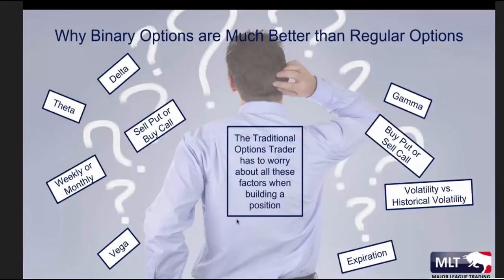Why binary options are much better than regular options? Well, with regular options, you're constantly having to calculate volatility. What's the volatility versus historical volatility? Is there earnings coming up that's jacking up the implied volatility that you need to be aware of? Are you going to sell a put? Are you going to buy a call? What expiration are you going to go with? Are you going with the weekly or the monthly? What's your delta? What's your theta? Those are all things you have to consider, and they're constantly changing as the volatility of the market changes.